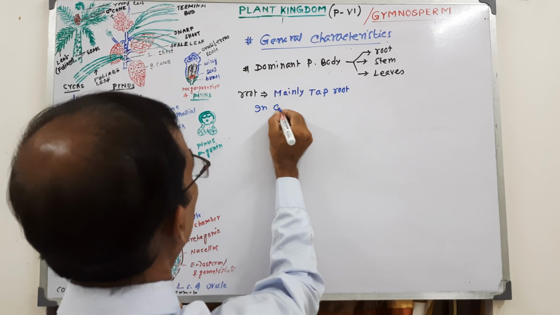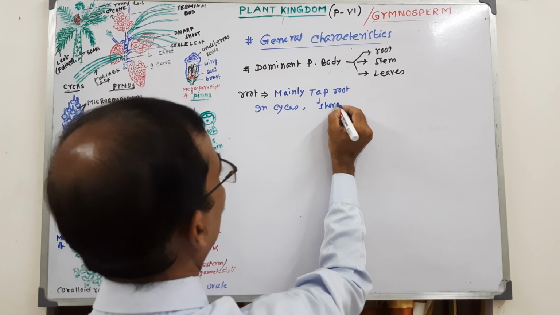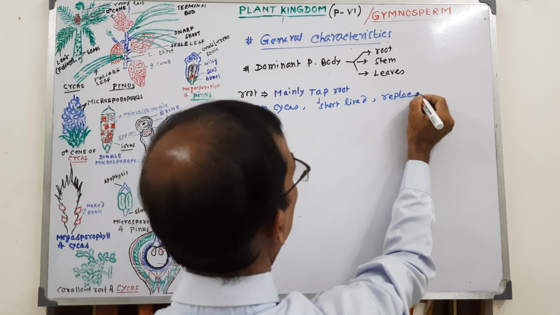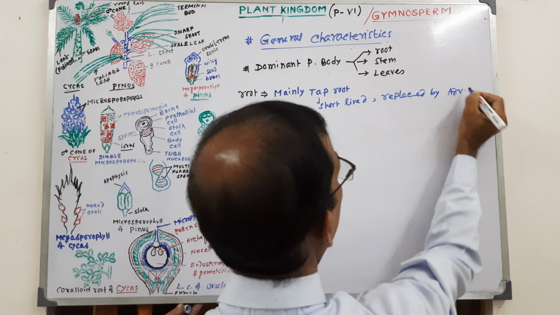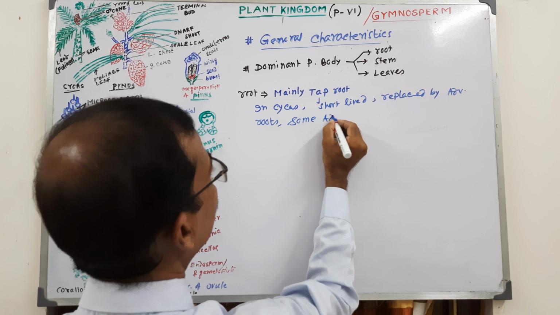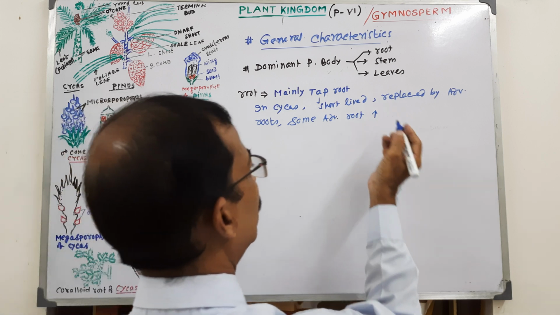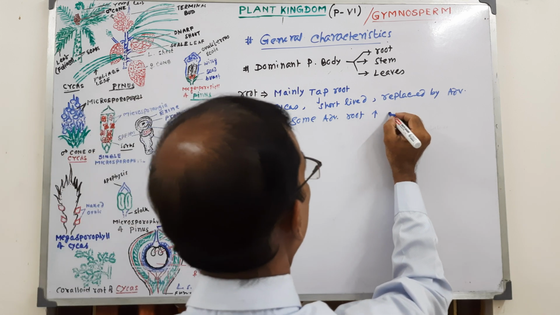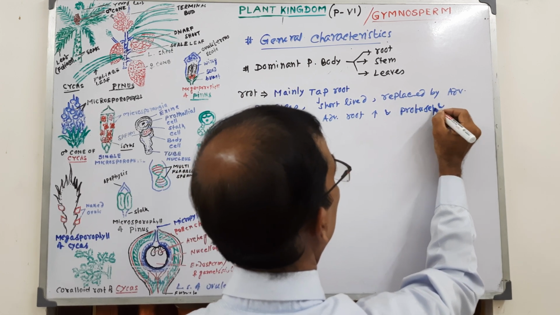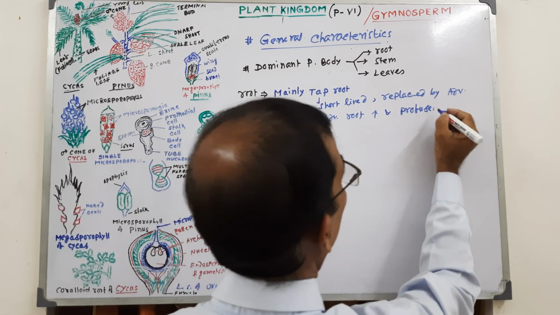In Cycas, the taproot is short-lived and replaced by adventitious roots. Some adventitious roots come out negatively geotropic, and are profusely and dichotomously branched.